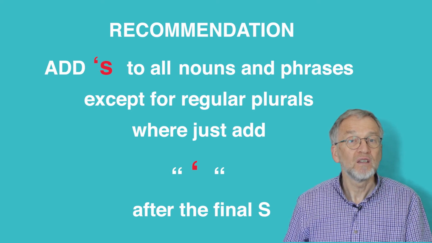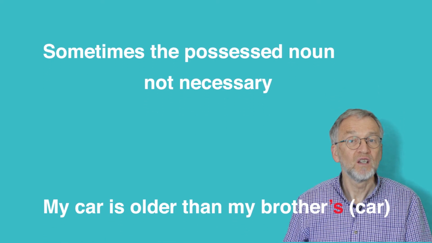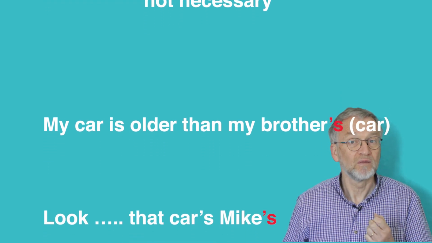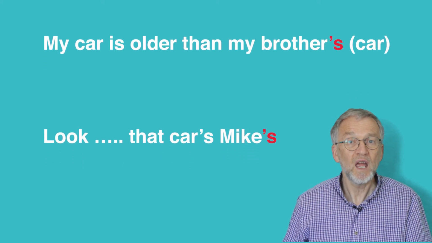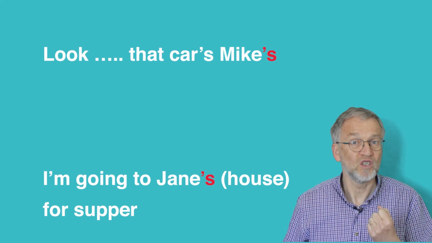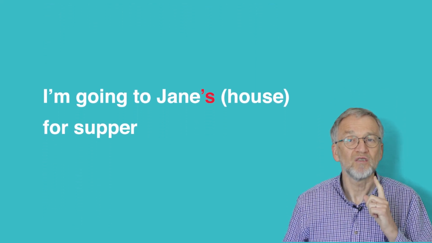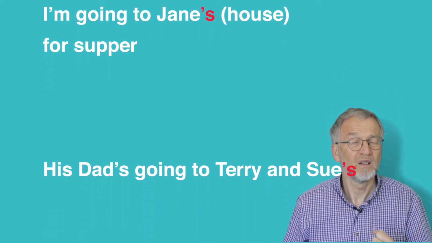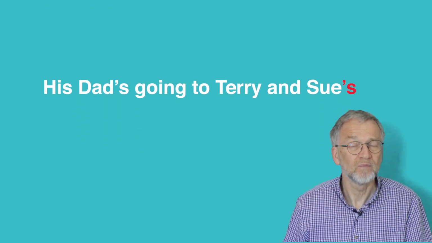Okay. Now, sometimes the possessed noun is not necessary. So for example, my car is older than my brother's. Yeah, this means my car is older than my brother's car. Hey, look, that car's Mike's. You can see what this means, yes? So, I'm going to Jane's for supper. This means I'm going to Jane's house for supper. Oh, his dad's going to Terry and Sue's.